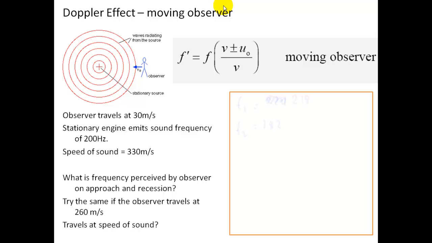The answers that I calculated would be that the first frequency, when you approach, the frequency you would observe is 218. On recession, it would be 182. When you move much faster, at 260 meters a second, the approach frequency would be 358. The recession frequency would be 42.4 hertz.